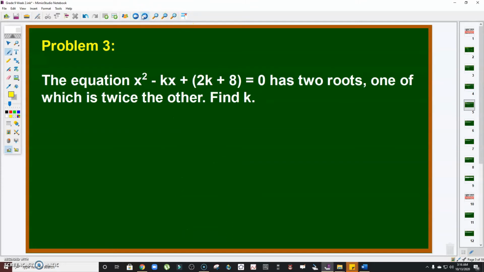Okay, next, problem number 3. The equation x squared minus kx plus the quantity 2k plus 8 equals 0 has two roots, one of which is twice the other. The question is, find the equation.